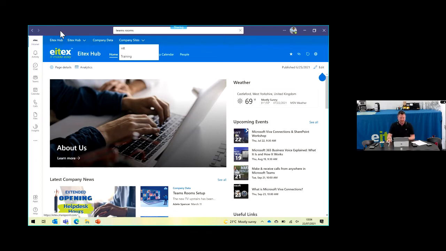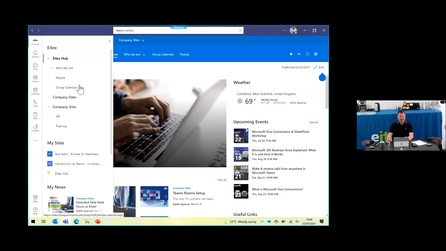If you use this global navigation and you have the same look, the same feel, the same navigation, the same consistency, regardless of where you are, you will find user adoption increases, and user satisfaction as well, and productivity levels remain steady rather than dipping because people are searching for various things. So the navigation here within Viva Connections, we've got who we are, and the group calendar is available here. That makes it really quick and easy to go to exactly the right place that you need.